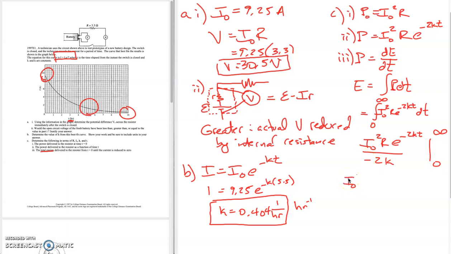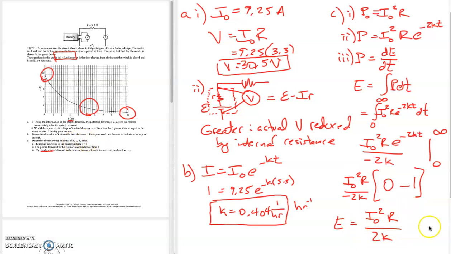So I naught squared R over minus 2k, and then e to the negative really big gets us 0, minus e to the 0 gets us 1. So that negative and this negative will cancel each other out, and the energy supplied through that resistor is going to be I naught squared R over 2k. And since they told us that they want the answers in terms of our givens here, the letters, this is not a numerical solution. We don't need any units.